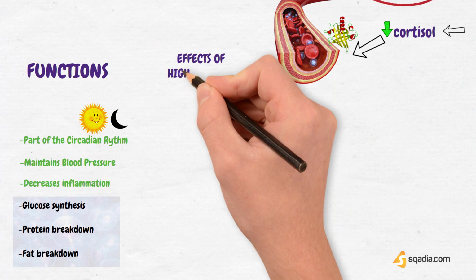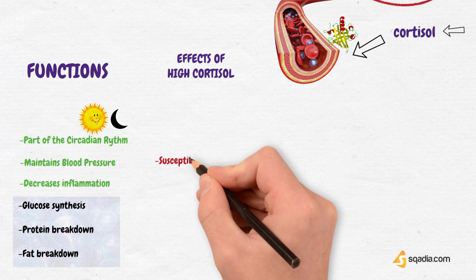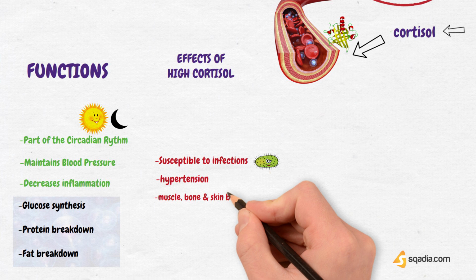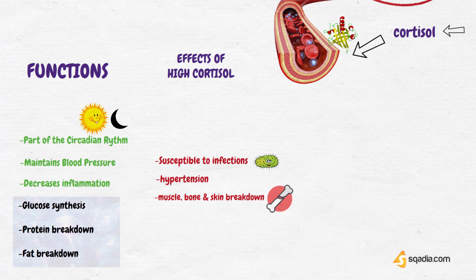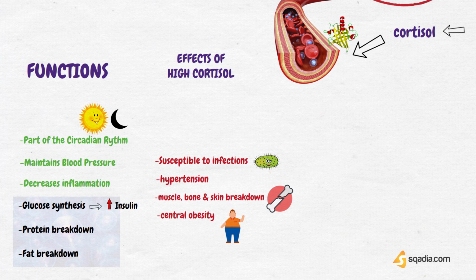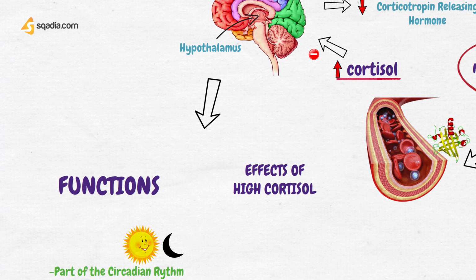So what are the effects of cortisol or high cortisol in Cushing syndrome? Basically, all the functions of cortisol are exaggerated. It results in increased susceptibility to infections, hypertension, muscle, bone, and skin breakdown, and central obesity. Why central obesity? High levels of glucose result in high levels of insulin, which in turn stimulate the accumulation of fat cells in the center of the body, causing central obesity.